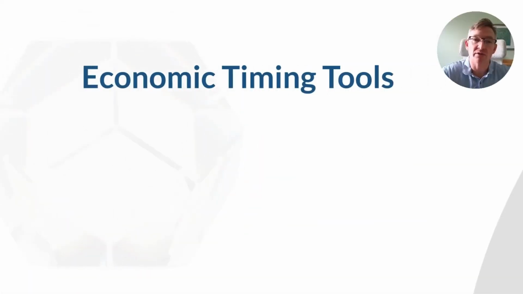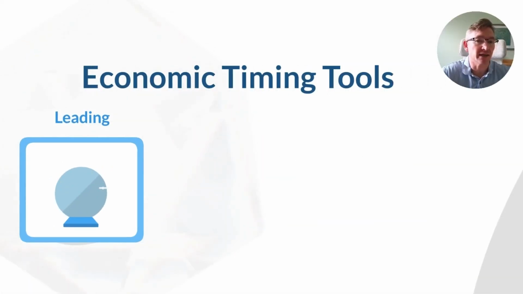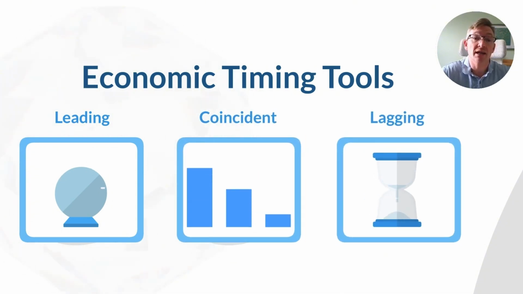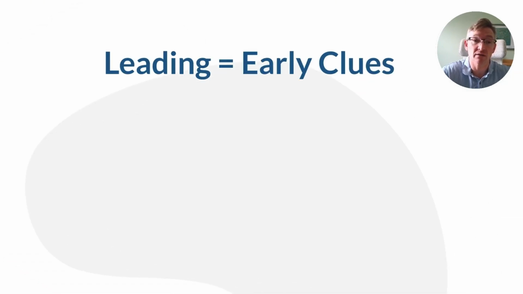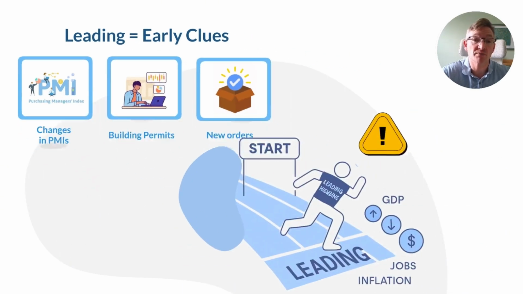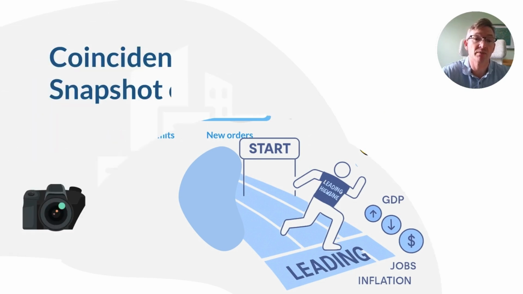Not all data moves at the same speed. Leading indicators hint at what's next, coincident indicators show what's now, lagging confirms what's already happened. Leading gives you early clues. Watch for changes in PMIs, building permits, new orders. These shift before the economy does, but they can be noisy, so use with care.